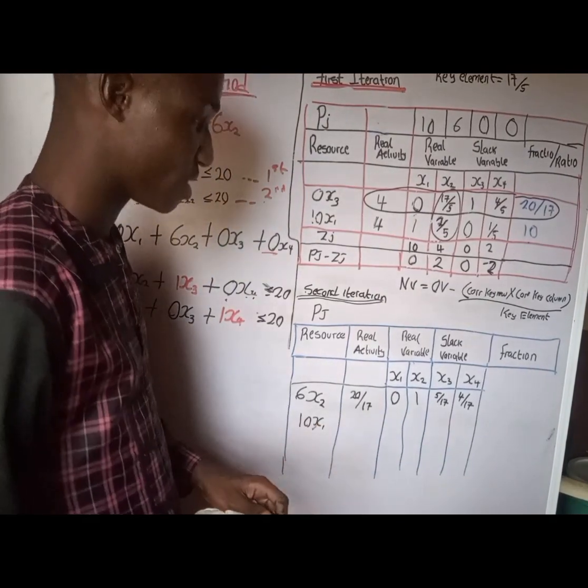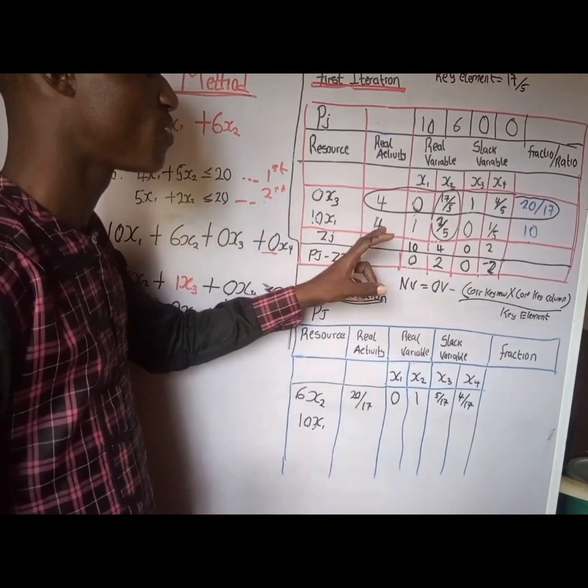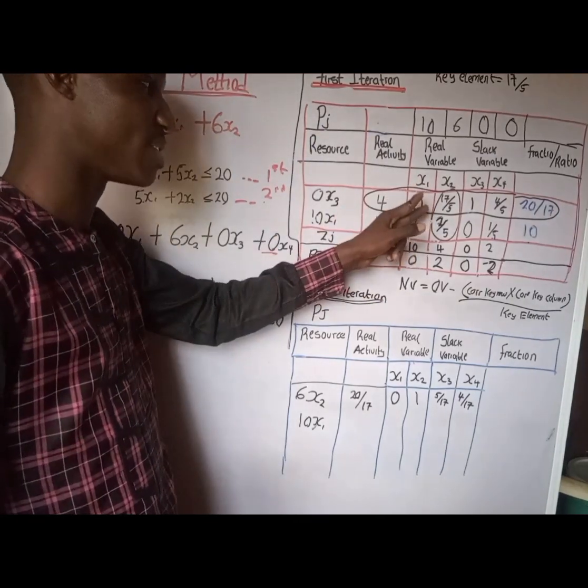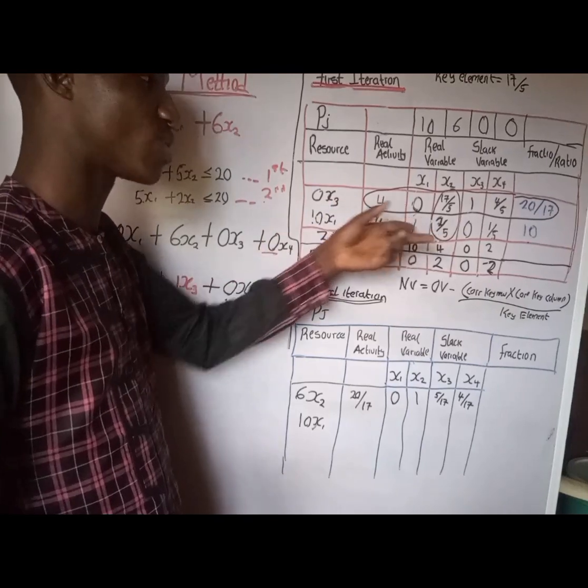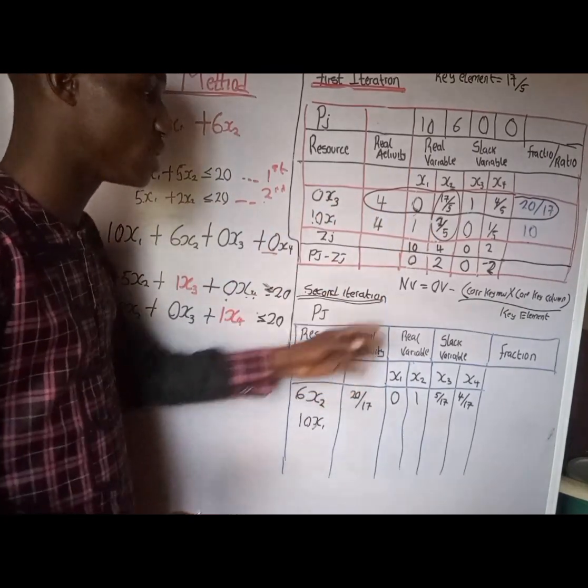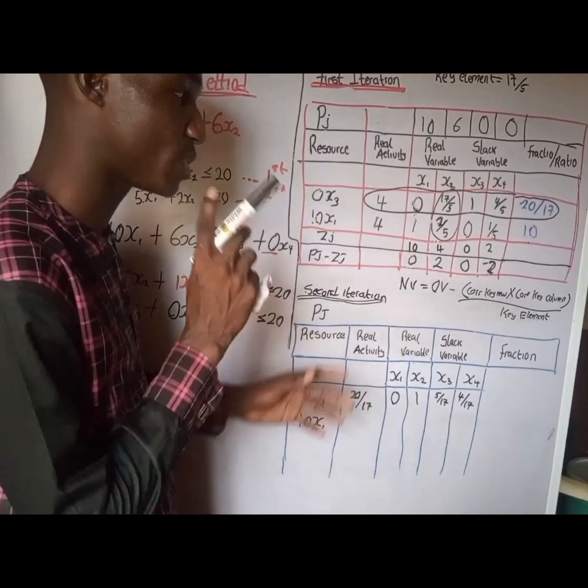Don't make the mistake. You only divide the row where your key element is by the key element. You won't have to divide the second row with the key element. You won't get the real value like that. The real value is gotten by using this formula. So therefore, don't be confused.